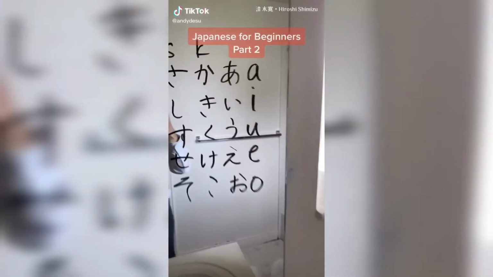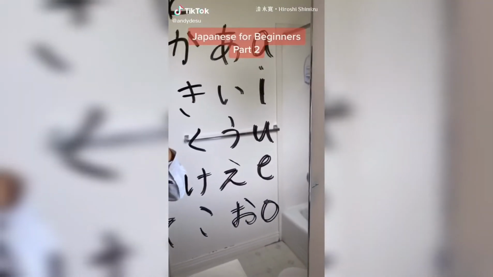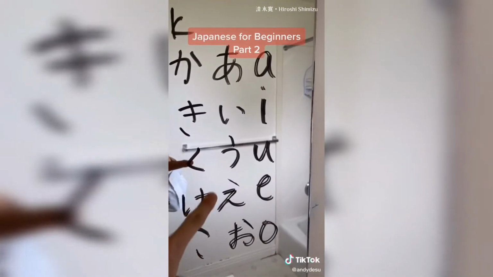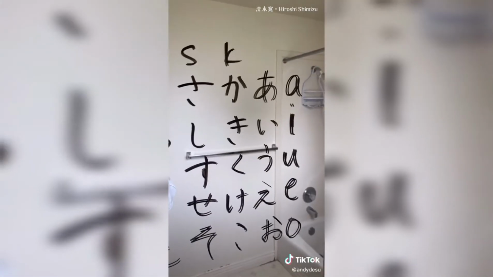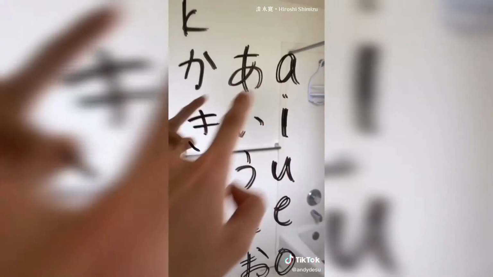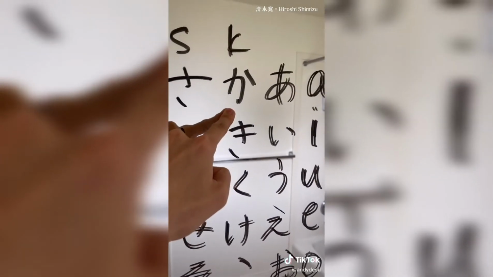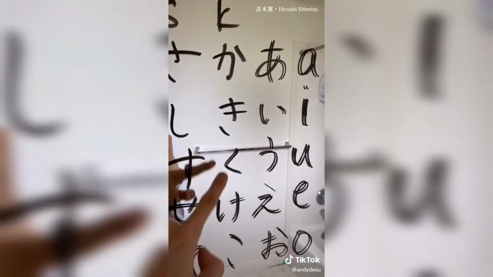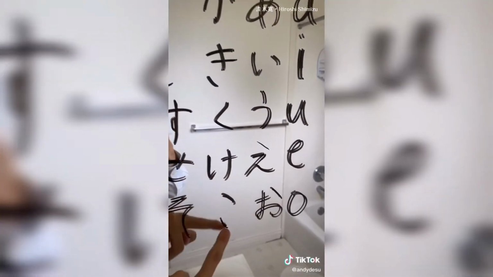In the last lesson, we learned that Japanese has 5 vowel sounds: A, I, U, E, O. For the rest of the characters, you simply combine a consonant sound with a vowel sound. For example, this character would be ka, this one would be ki, ku, ke, ko.